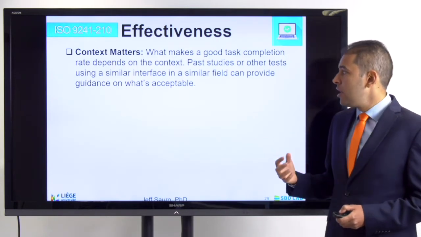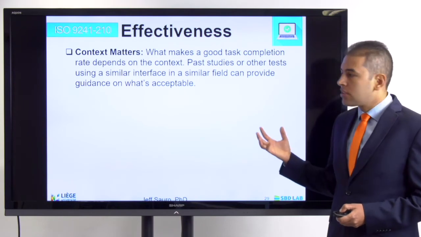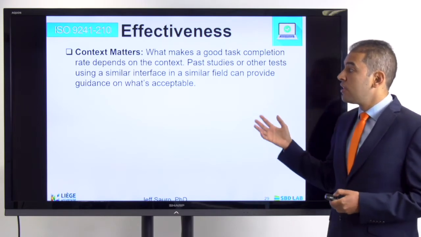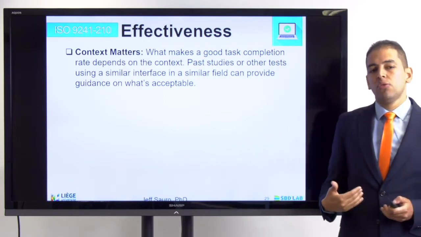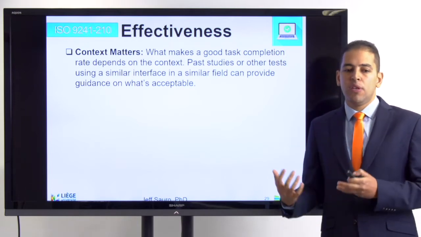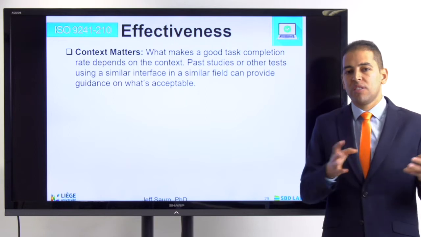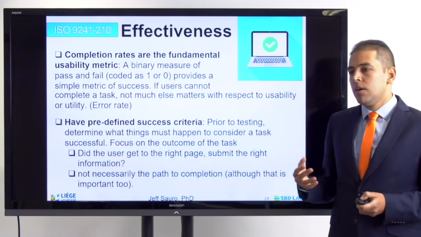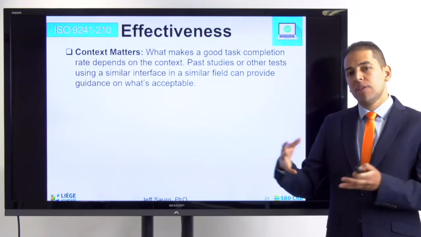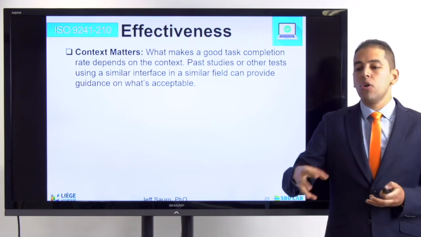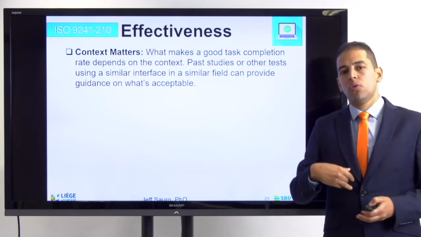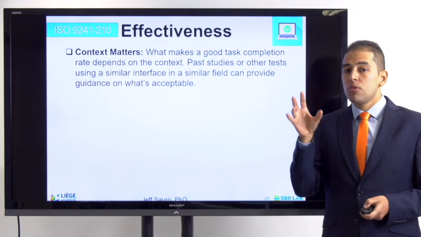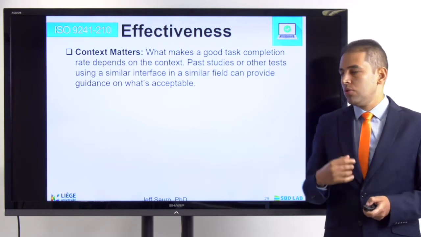Also, context matters. What makes a good task completion rate depends on the context. So past studies or other tests using a similar interface in a similar field can provide guidance on what is acceptable. Because when you are testing a solution for the first time that has no relevant competitors, or no other similar products, it will be difficult to assess the success rate. But if you have similar products in the same category of solutions, you can go to the usability testings that are reported or published and check what the success rate was for this solution and start to compare your own solutions in relation to these studies.